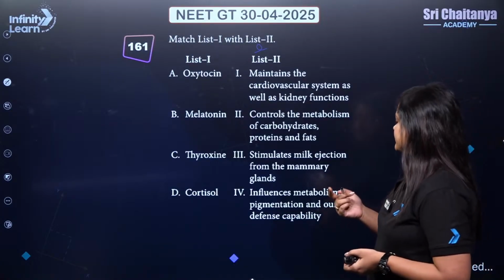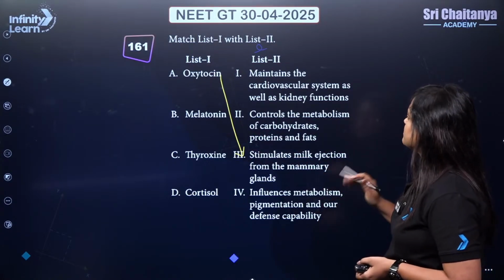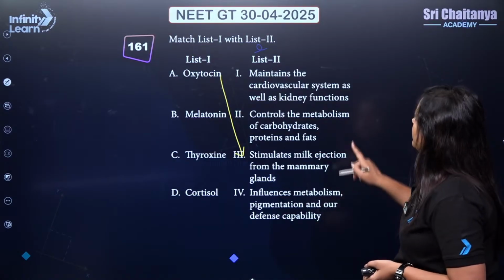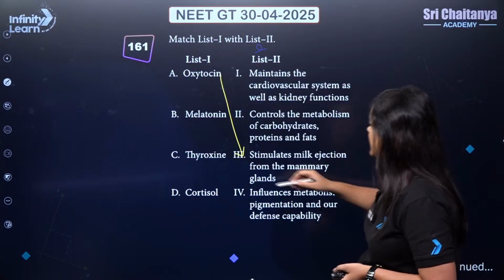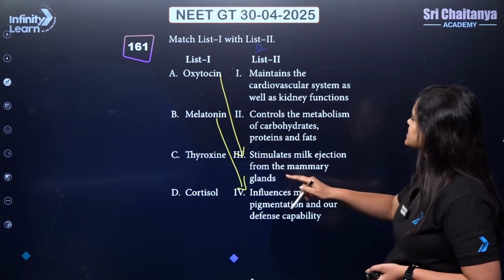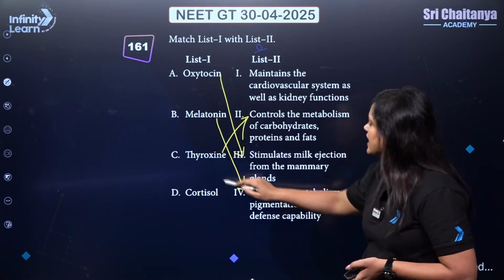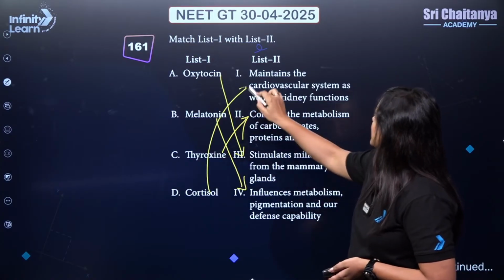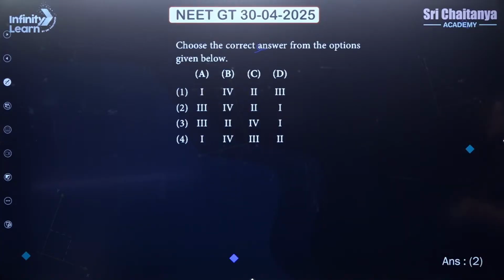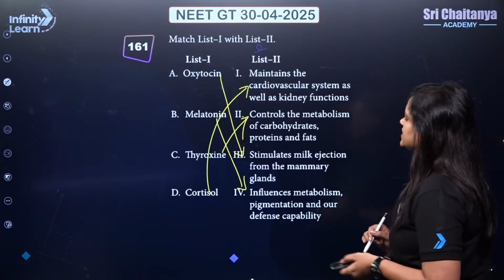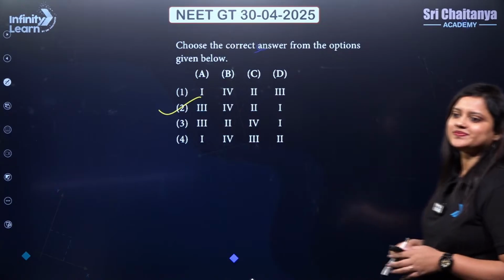Now oxytocin. Okay, so it is responsible for milk ejection. Melatonin, we have here influences metabolism, pigmentation and our defense capability. Thyroxine will control the metabolism, and cortisol maintains the cardiovascular system as well as the kidney function. So correct answer, that's why, will be A is matched with 3, B is matched with 4. Okay, that means 2. Yes.